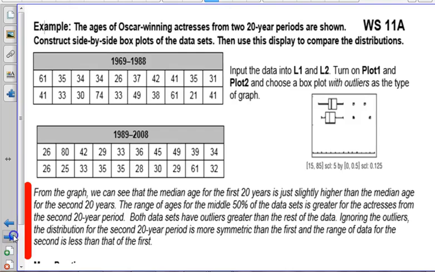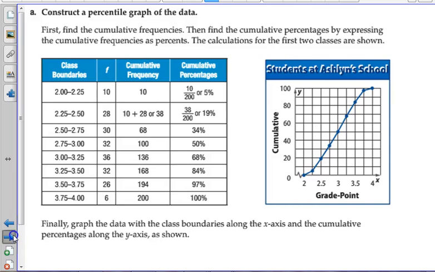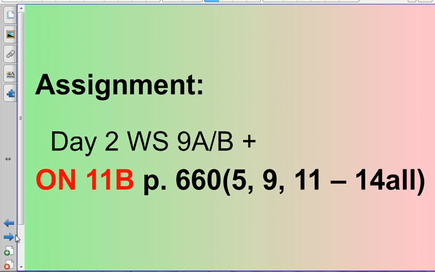All right, so worksheet 9, homework tonight. Everybody good? Worksheet 9, A and B.